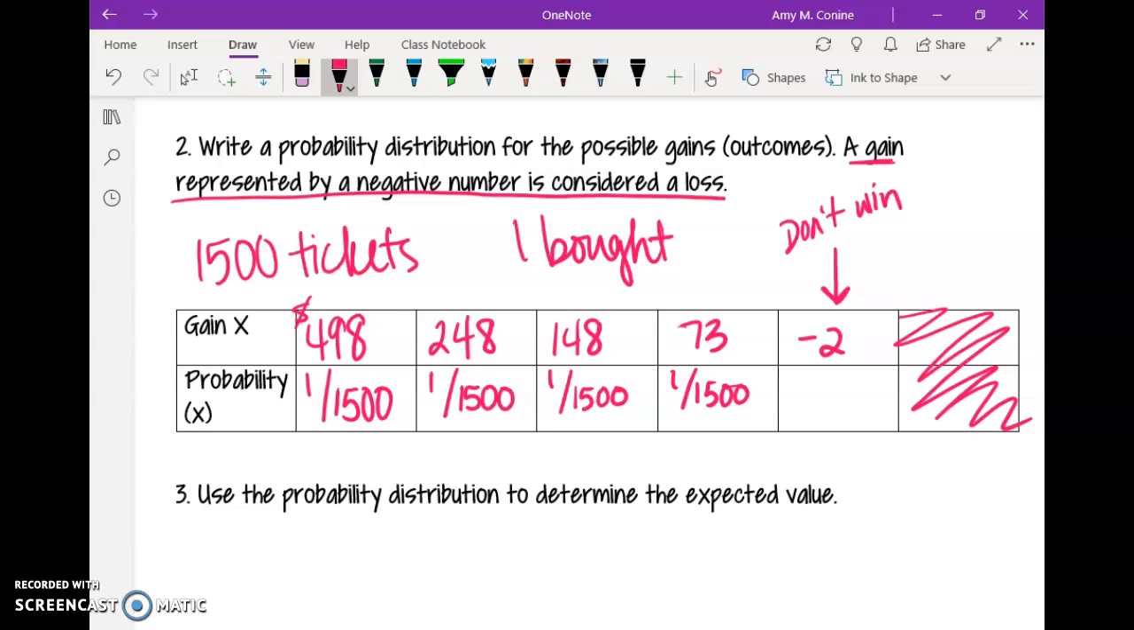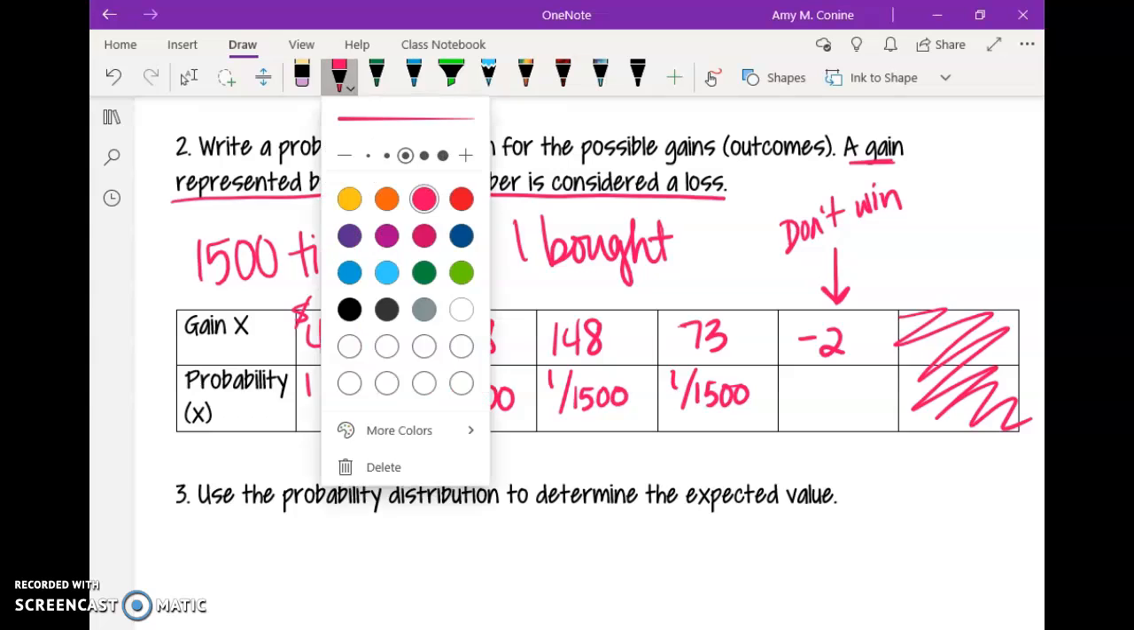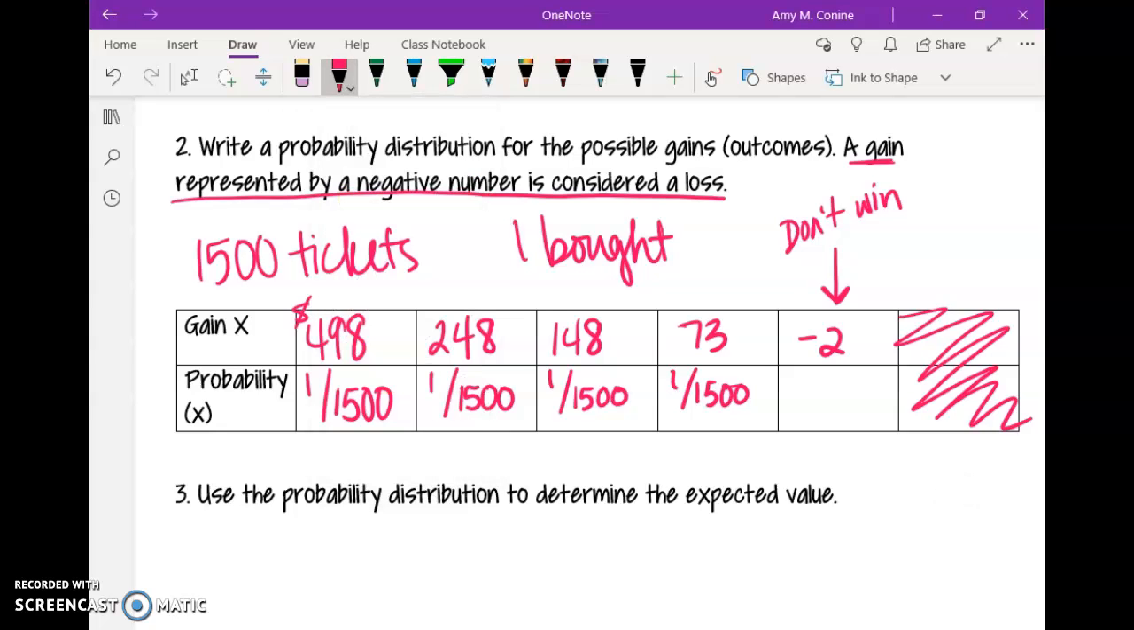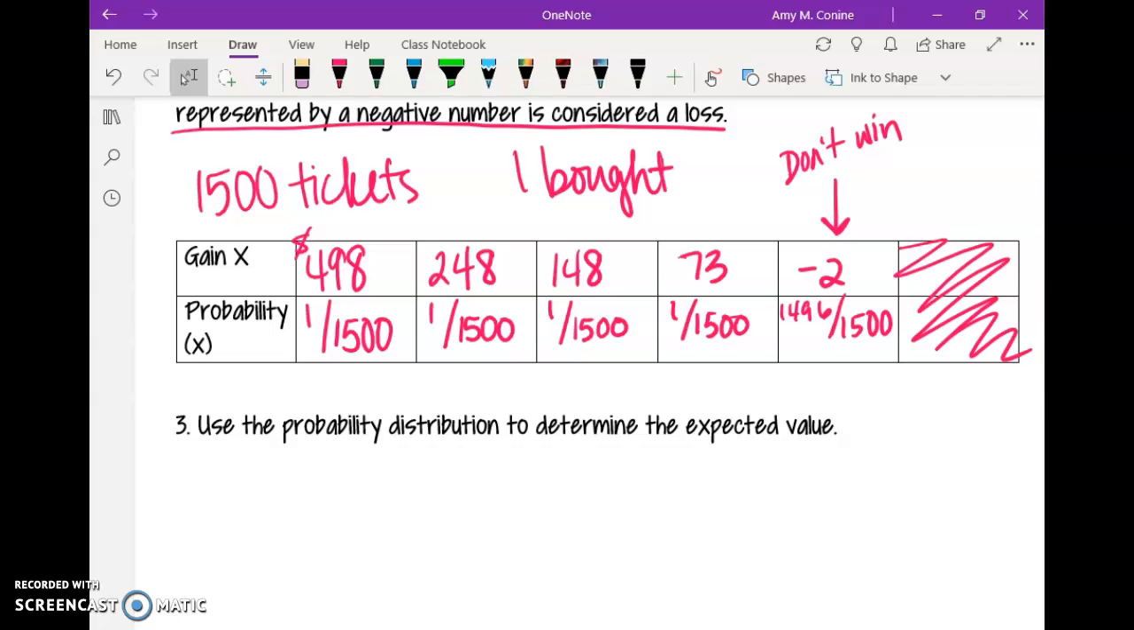Okay. So then for the chances that we don't win, when we left off, we were doing this last one. So if we have 4 opportunities to win, that means we have 1,496 opportunities that we could lose. So in our don't win column, we have 1,496 out of 1,500. So we're going to use this probability distribution to find our expected value.